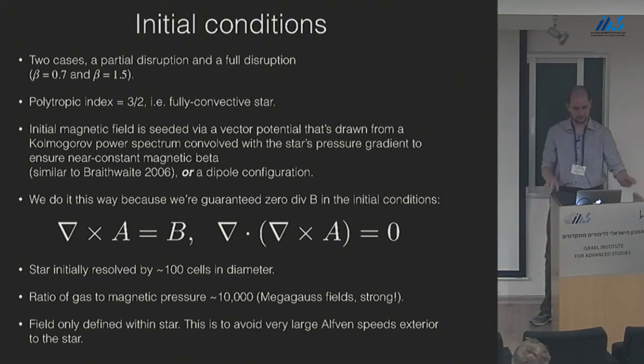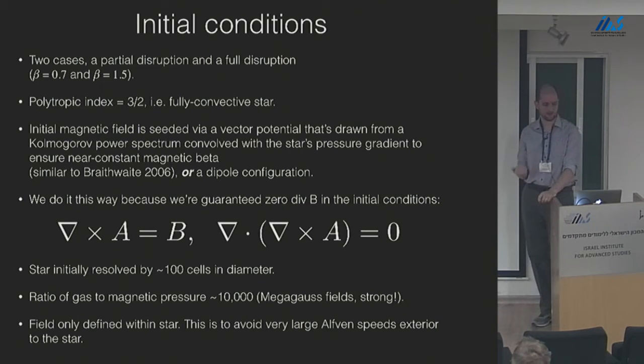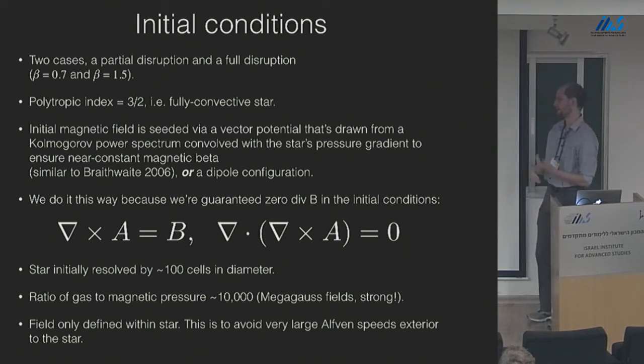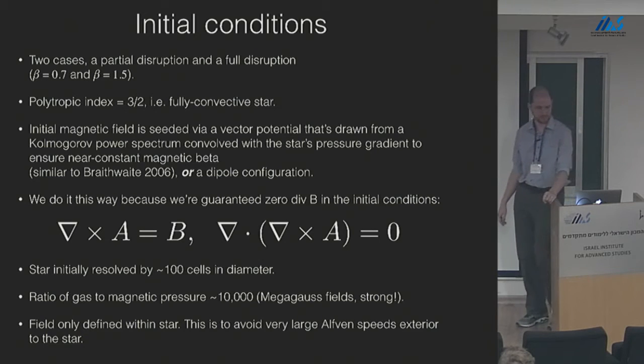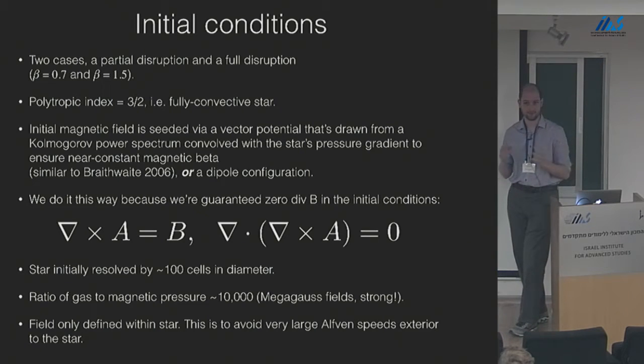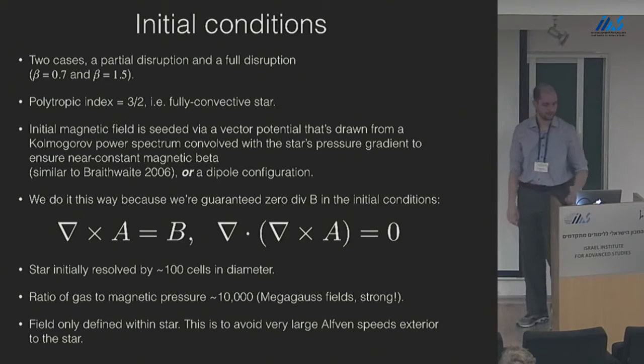Okay, so the initial conditions: we have a partial disruption and a full disruption, so beta 0.7 and 1.5, polytropic index 3/2, which is approximately a fully convective star. We set up the magnetic field via its vector potential because then we can ensure that at least the initial conditions have no divergence. The star initially has 100 cells in diameter. We start out with a very strong magnetic field for something like the sun, megagauss fields, simply because we didn't want the magnetic beta to be too extreme. We also only define the field within the star, because the Alfvén speed in the vacuous fluff you have to place outside of the star would be really huge if you placed the field there.